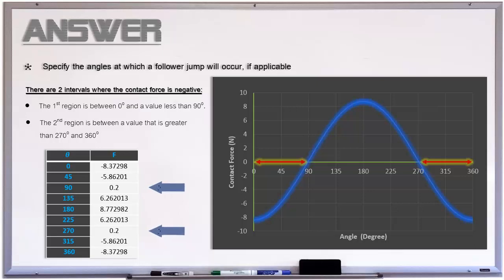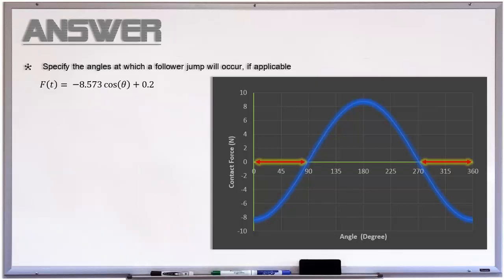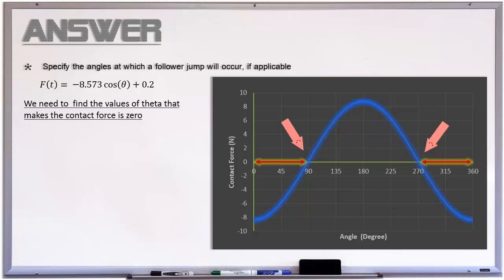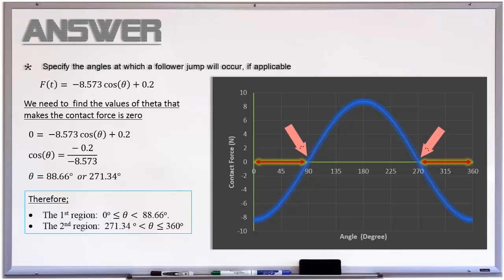To precisely determine the interval limits, we need to find the angles where the contact force is 0. And by equating the contact force expression to 0, we can get the following angles. And therefore, the regions can be precisely defined as: the first region is when theta is greater than or equal to 0 and less than 88.66 degrees. And the second region is for the values of theta greater than 271.34 degrees and less than or equal to 360 degrees.